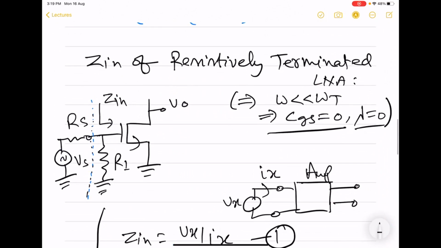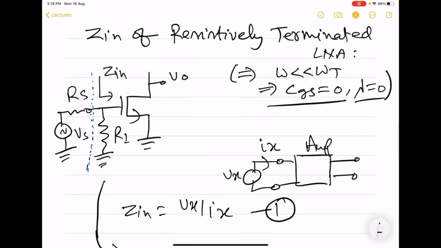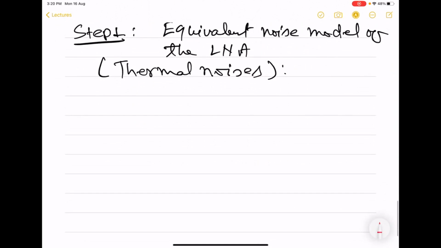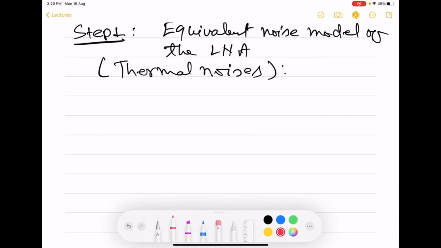So if we see this circuit, there are three elements which will be producing noise. First is the source itself, RS. Second is this R1 resistor, which we have used for achieving the real input impedance. And the third source of thermal noise is going to be the MOS. So there are going to be three noise sources in this model.